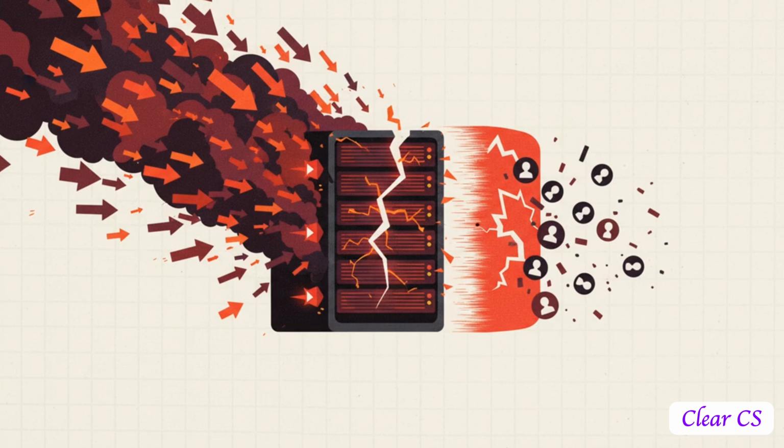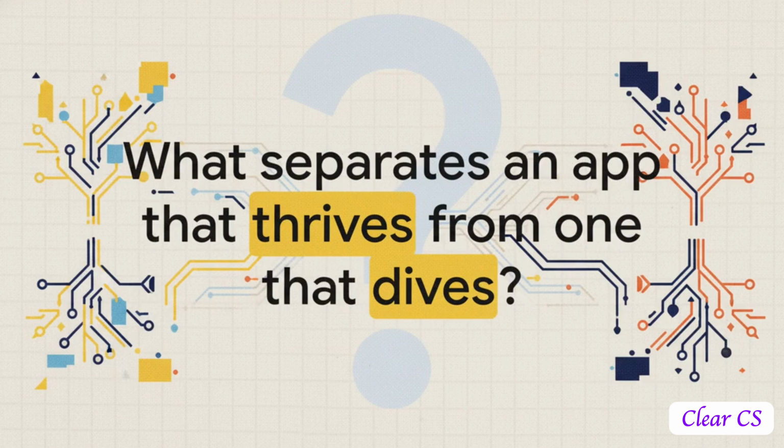Because the sad truth is, for a lot of applications, this dream scenario turns into a total nightmare. The servers get overloaded, everything slows to a crawl, and then the whole system just crashes, locking out every single one of those potential new users. So what's the difference? What's the secret sauce that lets some systems handle that explosion of traffic without breaking a sweat, while others just completely fall apart?